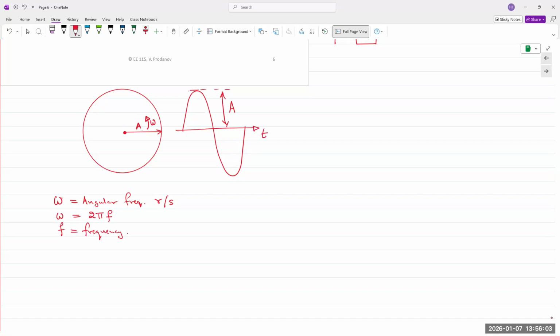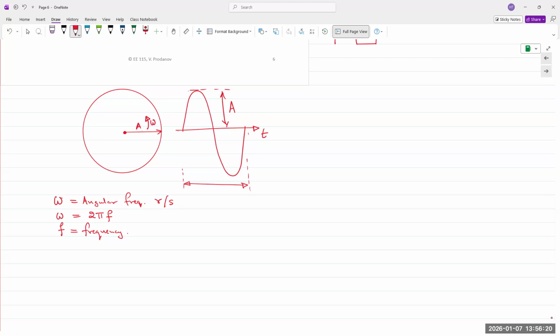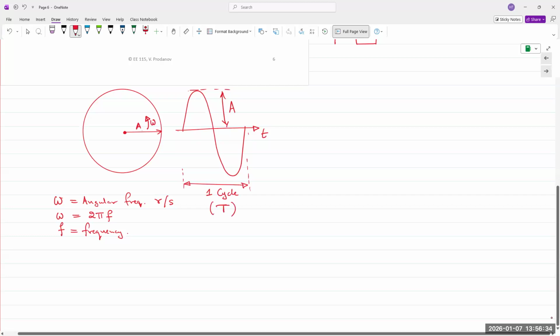X-axis is always time. And one cycle is the point at which the waveform starts repeating itself. So this is one cycle, also known as the time period of the waveform, T.